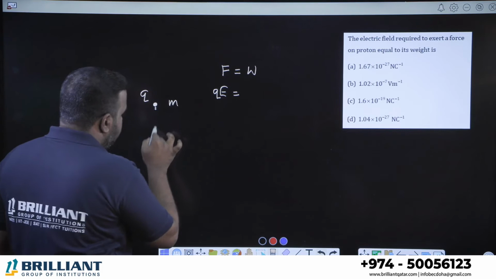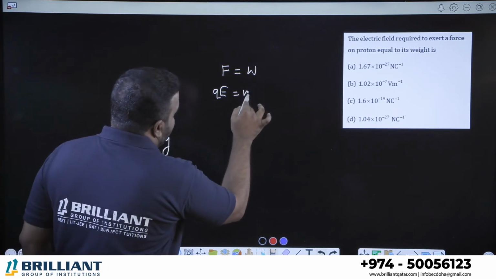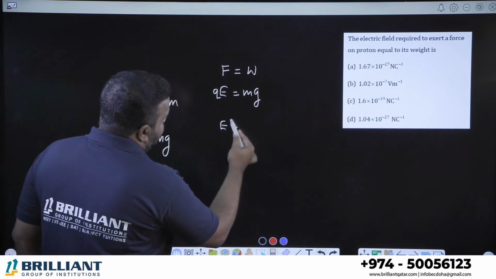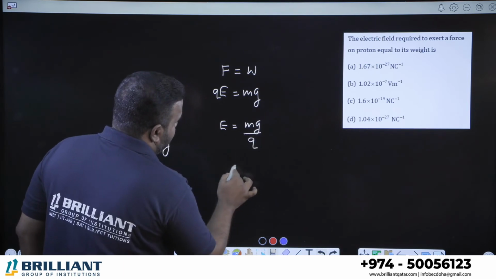It will be equal to the weight of a body of mass M, which is Mg, right? So QE is equal to Mg. So what they are asking is, what is the value of E? E is equal to what? Mg by Q. We will substitute.